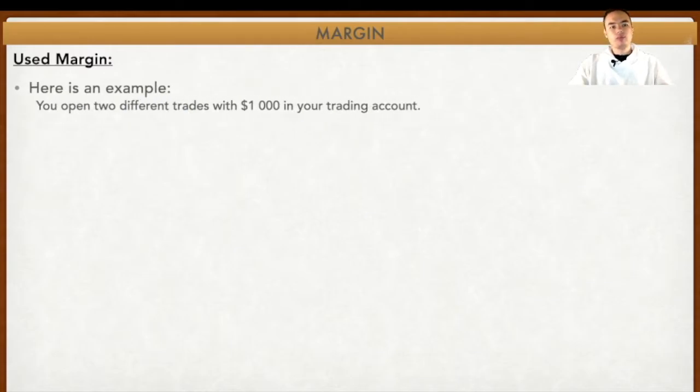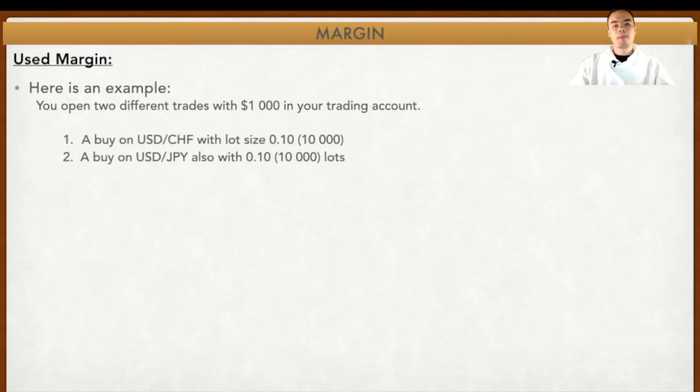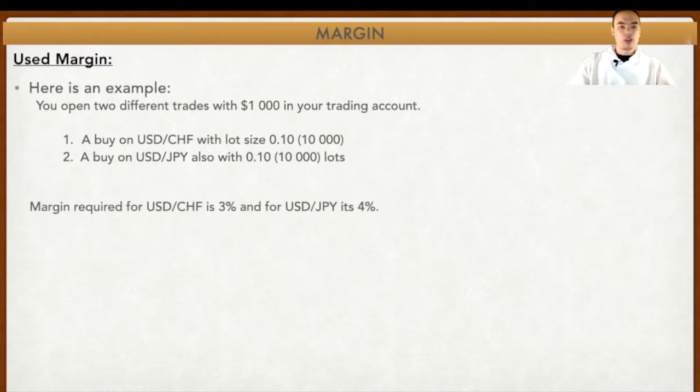Example, you open 2 different trades with $1,000 in your trading account. Number 1, you buy USD Swiss franc with a lot size of 0.10, 10,000 units. And the second trade, you place a buy on USD JPY, also with a 0.10, also 10,000 units. Now, margin required for USD Swiss franc is 3%. For USD JPY, it's 4%.